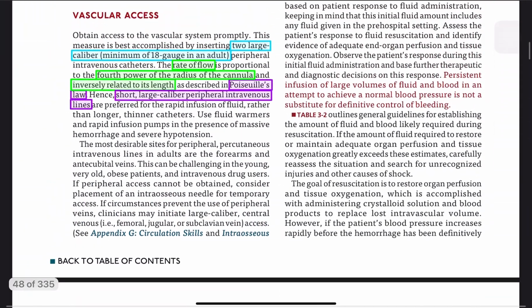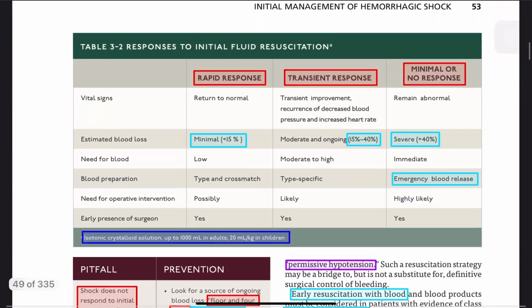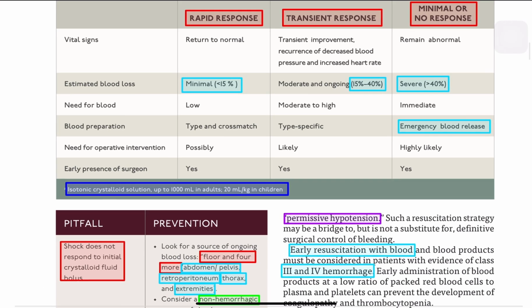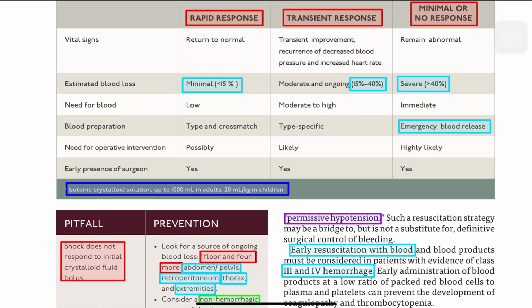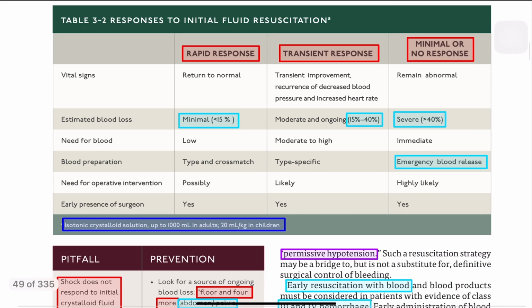So if you give fluid, the initial fluid you will give is isotonic crystalloid solution, up to 1000 ml in adults, and in children 20 ml per kg. There are three possible responses: rapid response, transient response, or minimal or no response.